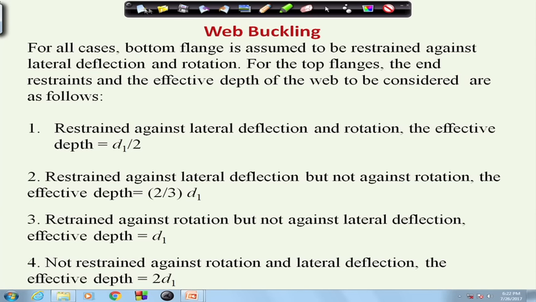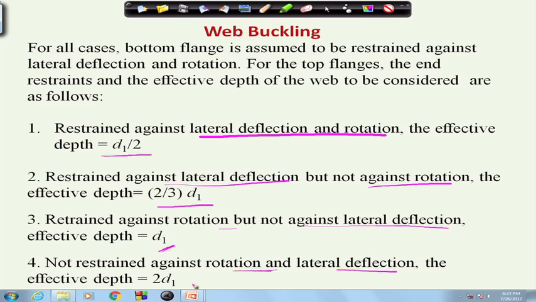Say for example, when the web is restrained against lateral deflection and rotation, the effective depth is considered as d1 by 2, right, where d1 is the depth of the web. And if it is restrained against lateral deflection, but not against rotation, then the effective depth will be 2/3 d1. And if restrained against rotation, but not against lateral deflection, then effective depth will be d1, and not restrained against rotation and lateral deflection, the effective depth will be 2 d1.